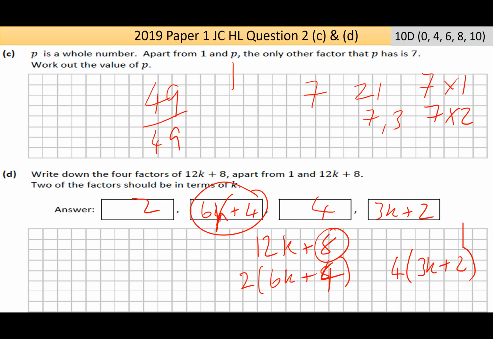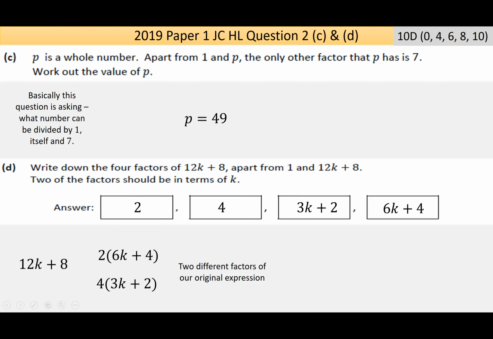Now 6k, that's supposed to be a k. So two of them are in terms of k. I can't see it wrong. And that's the answer there.